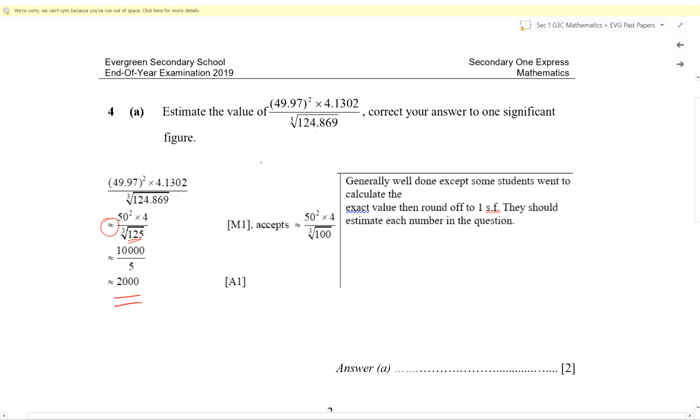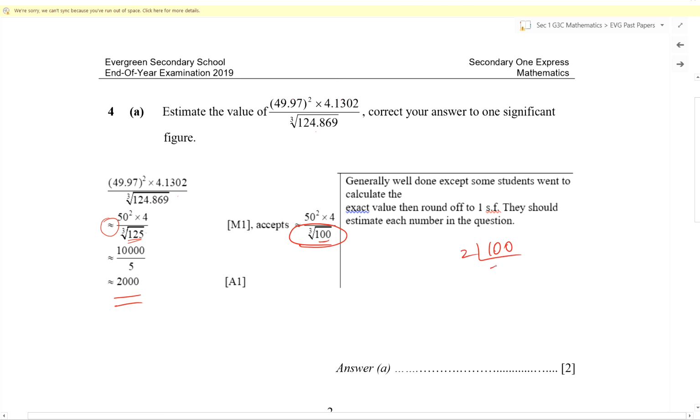Although they accepted this cube root of 100, personally I don't think it is very good, because if you cannot cube root 100 and get an integer. What happens when you cube root 100? Do it now. You get a weird number, right? In other words, 100 itself is not a perfect cube.